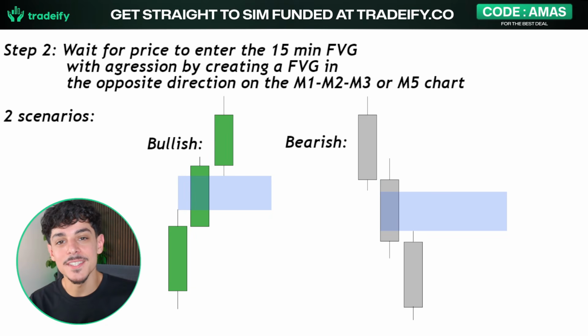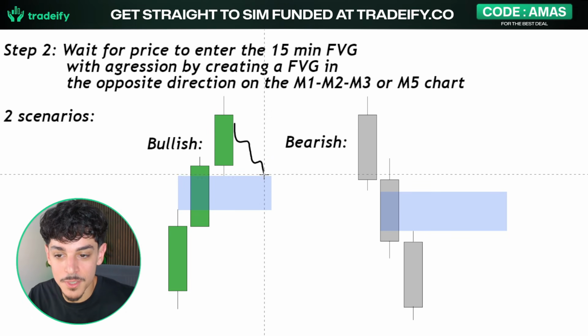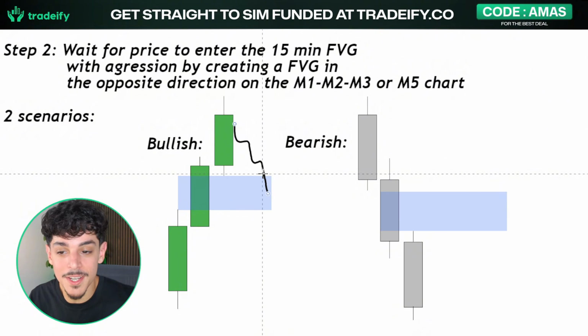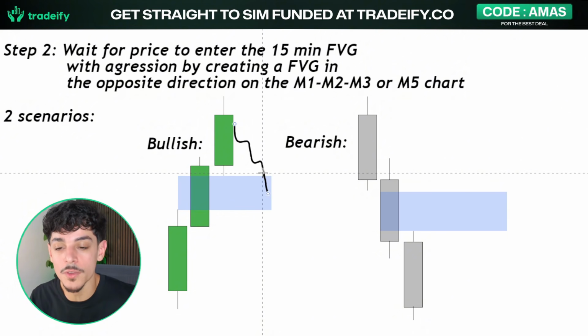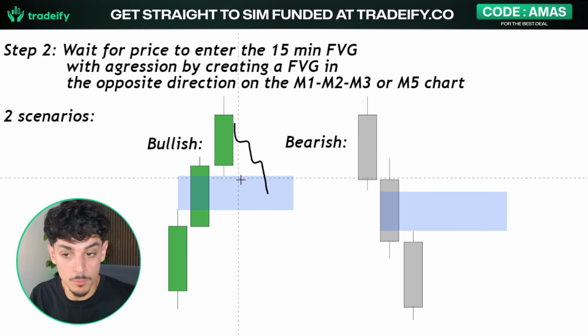Now that you know your bias, step 2 is to wait for price to enter this 15-minute fair value gap aggressively by creating a fair value gap on either the 1, 2, 3, or 5-minute chart in the opposite direction of the 15-minute gap. This is pretty simple. Let's use the bullish scenario. You want to wait for price to enter this 15-minute fair value gap with aggression. And what does aggression mean? It means that you're creating a fair value gap in the opposite direction on either the 1, 2, 3, or 5-minute chart. So right here, this is where you enter this 15-minute bullish fair value gap.